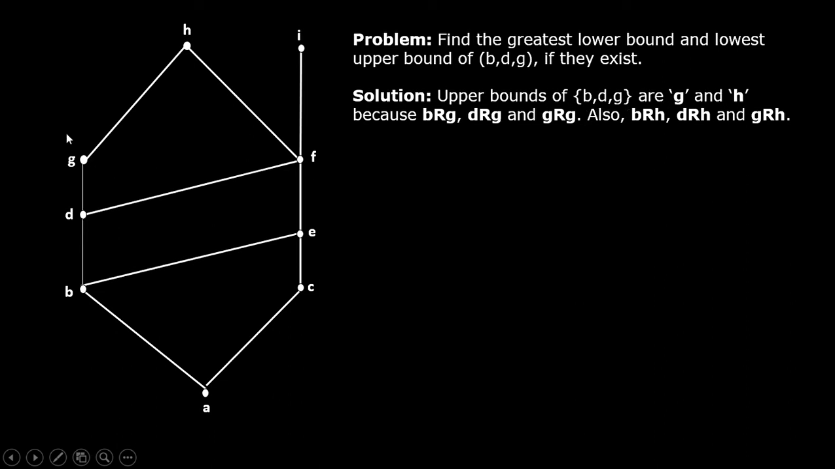Now I have to concentrate at this portion {B, D, G}. I am concentrating on this subset B, D and G. For B, D and G, if I look carefully, I will find out that G and H are the upper bounds of B, D and G, because B is related to G here, D is related to G here, and G is related to itself. Again, B is related to H here, D is related to H here, and G is also related to H here. So clearly G and H are the upper bounds of {B, D, G}.